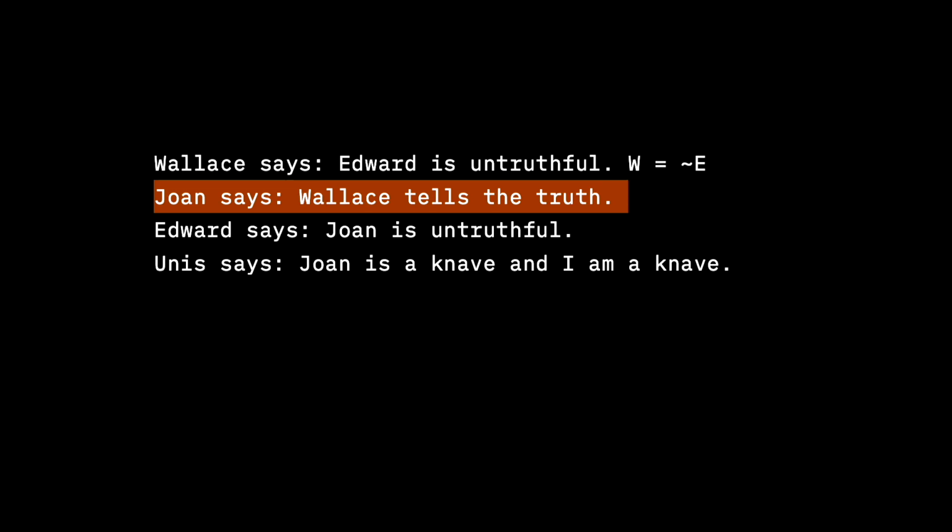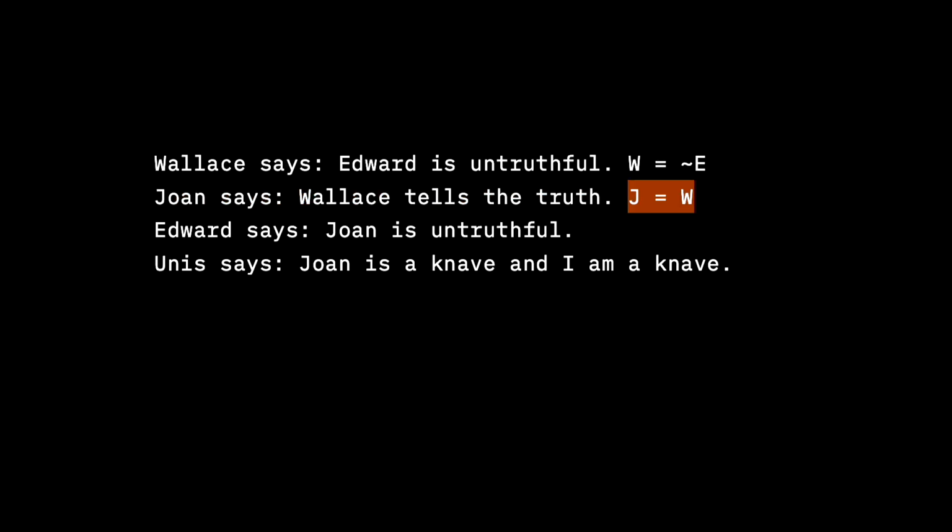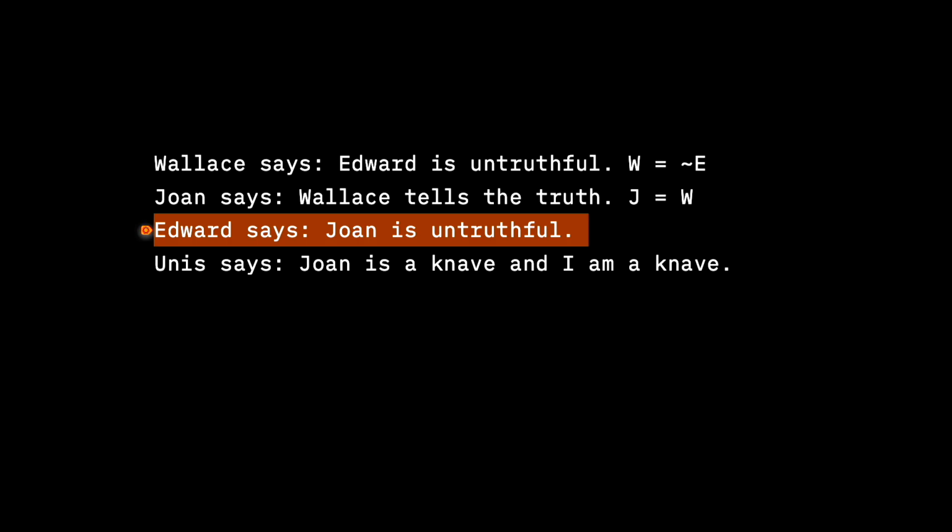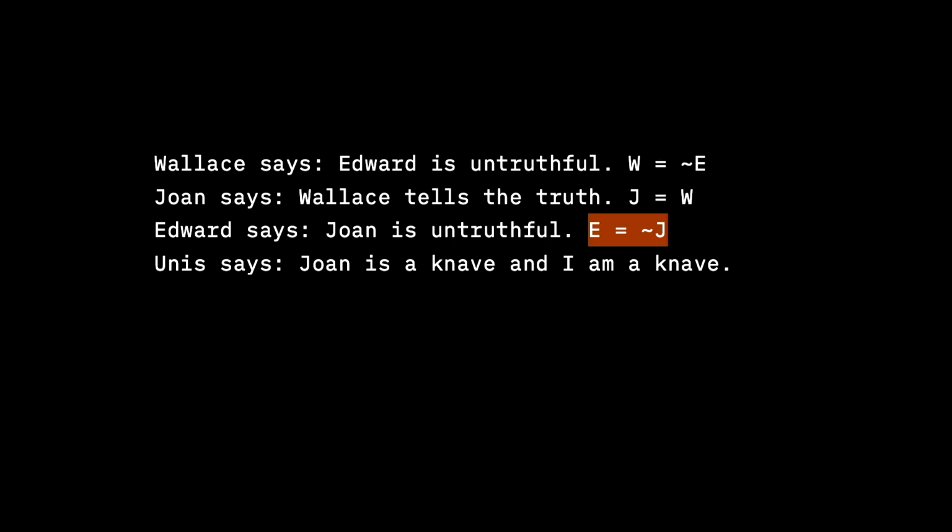Joan says Wallace tells the truth. Well, the only people who tell the truth are knights. So Joan is saying that Wallace is a knight. Or we can write that down like this: the value of Joan is a knight is the same as Wallace is a knight. Edward says Joan is untruthful. Well, that's going to be like our first case. Edward is a knight if and only if Joan is a knave. Okay, knaves are untruthful. So E equals not J.